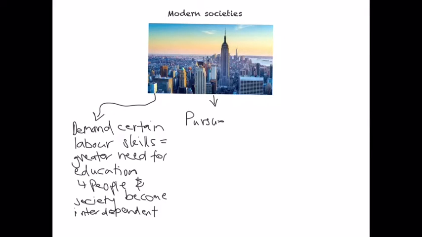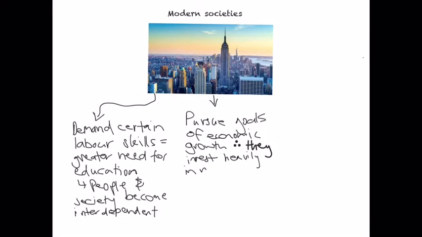Modern societies also, therefore, pursue goals of economic growth. Therefore, they invest heavily in media, transport, and communication. And as such, this leads to social mobility. So through this pursuit of economic growth, focusing on building up those industries, it provides greater opportunities for individuals, and therefore they can utilise these opportunities and resources to improve their socio-economic status overall. So this could be seen as why modern societies tend to be more focused on individuals' needs and desires.